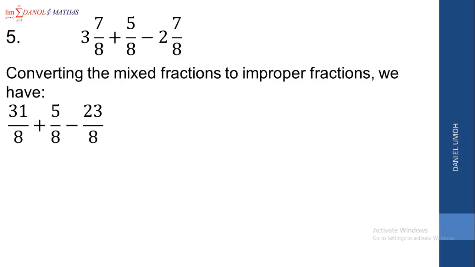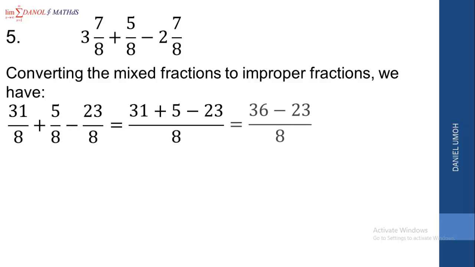Okay, so now you can see that the denominators are the same. So we are going to now operate on the numerator. So we are going to have 31 plus 5 minus 23 all over 8. So 31 plus 5 gives us 36, then minus 23 over 8. So you now say 36 minus 23, that gives us 13 over 8. And that is the answer.